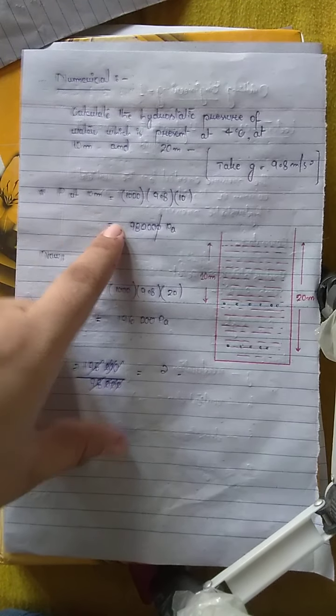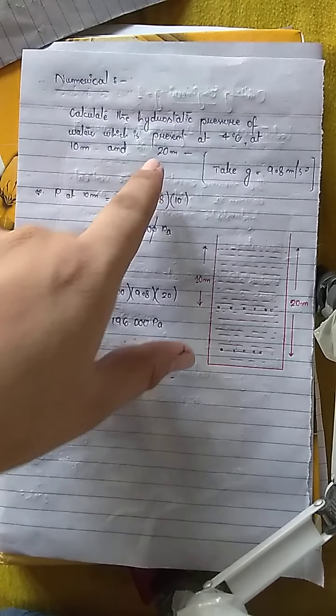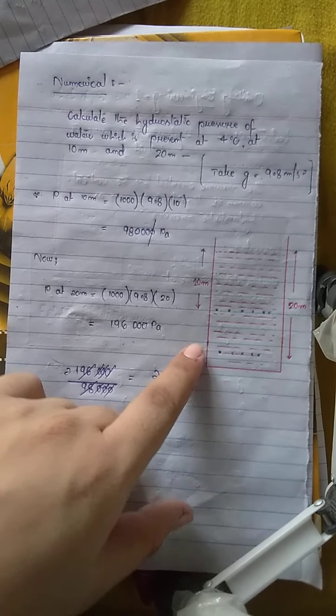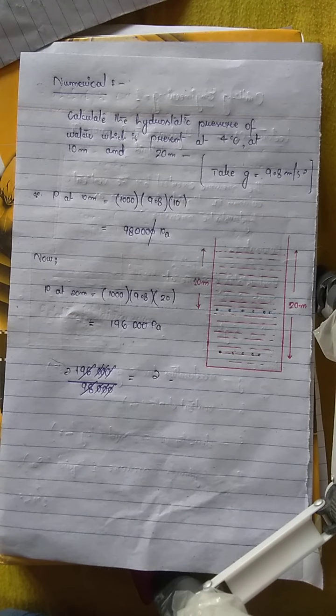So it is proved that when the depth inside the body of liquid is doubled, the hydrostatic pressure also doubles. So hydrostatic pressure is directly dependent on the depth inside the body of the liquid, and when we double the depth, the hydrostatic pressure also becomes double. When we halve the depth of the liquid, the hydrostatic pressure is also halved. So the hydrostatic pressure is directly dependent on the depth inside the body of the liquid.